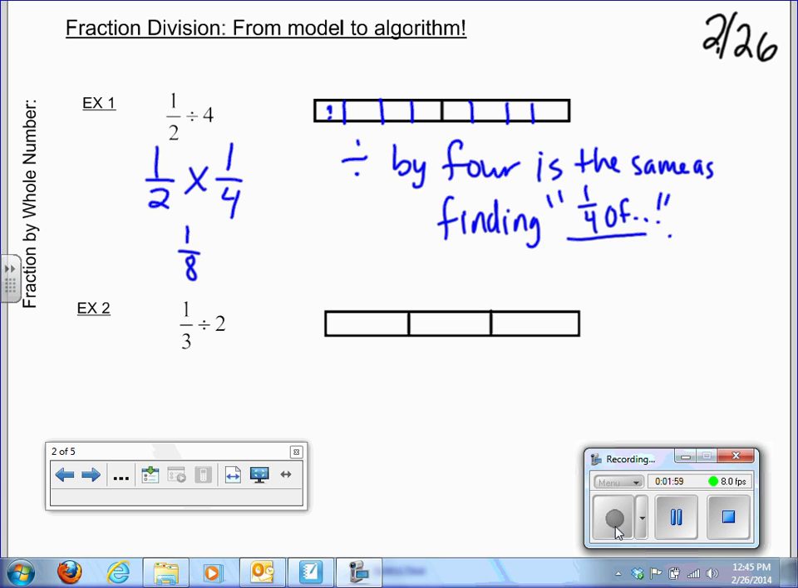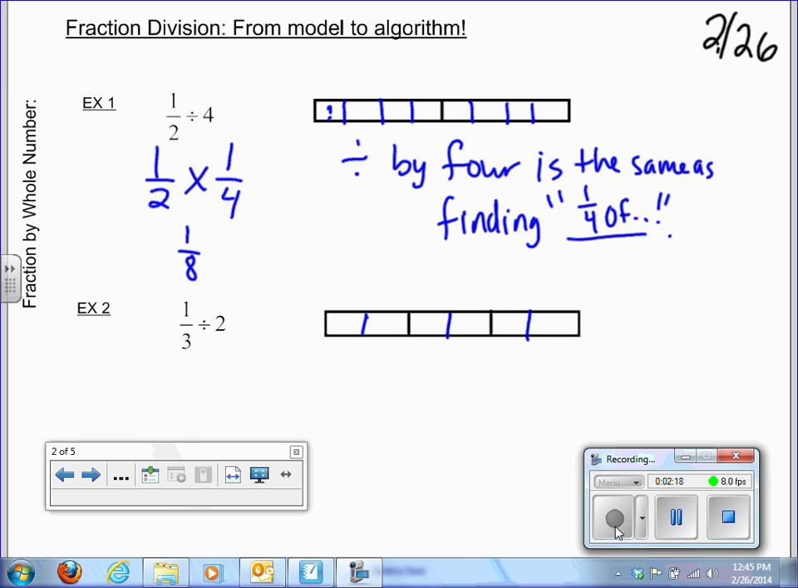All right, well, let's do the same thing with 1/3 divided by 2. You can see this unit bar here. We have 3 pieces. Each, we have 1/3. And we're dividing by 2. So what should we do to the unit bar? Jamie? We should split them into 2. Split each one into 2 pieces.